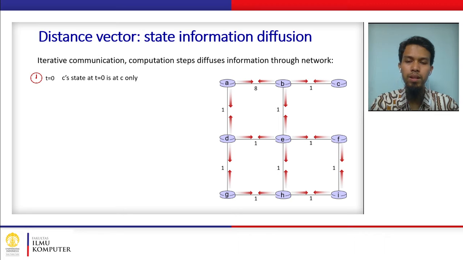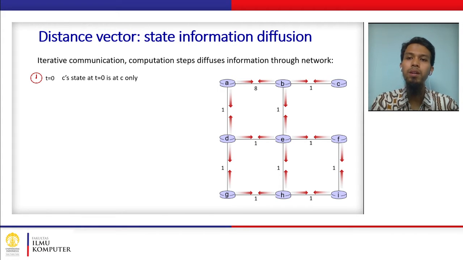Hello everyone. In this video, we will talk about two things. The first one is state information diffusion and distance factor, which is how the information is propagated and how it influences the distance factor calculation in each node through iteration. And then we'll talk about how the change of cost paths affect the update of information. And then we'll find one issue called the count to infinity problem.